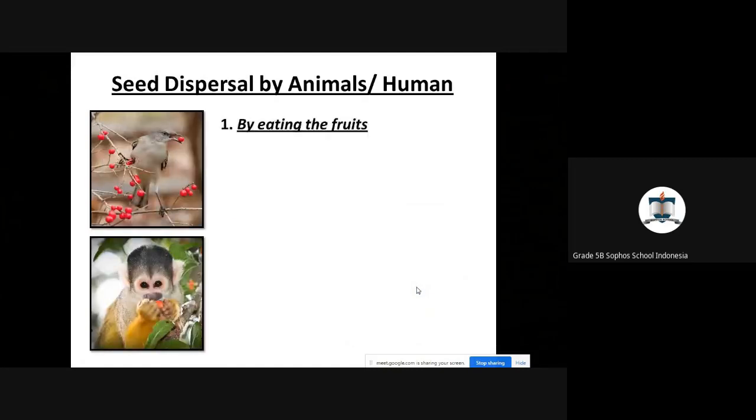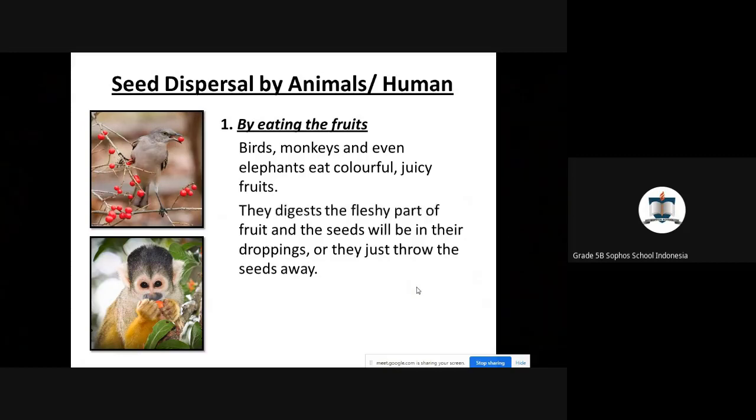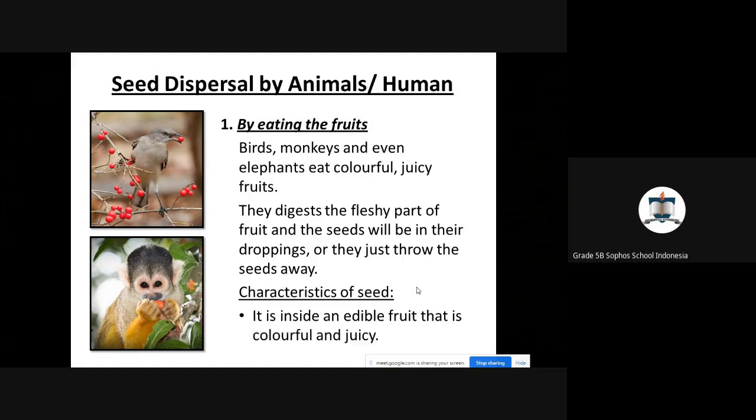This is the animal eating the fruit. Animals like birds, monkeys, and elephants eat the juicy and colorful fruits. After that, they will digest the fleshy part of the fruit, and the seed will be in their droppings, or some of them will just throw the seed away. What are the characteristics of this kind of seed? The seed must be edible. The seed is in a fruit that is edible, and that fruit is commonly colorful and juicy.